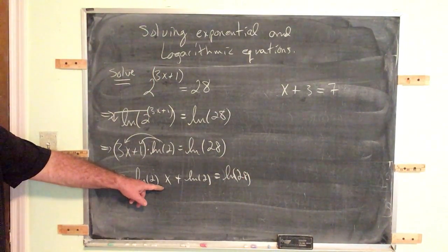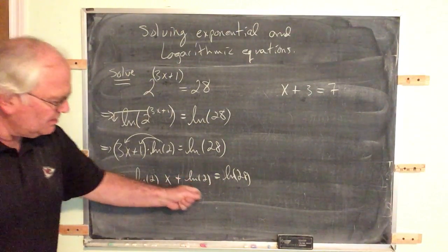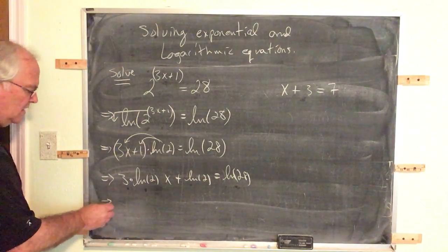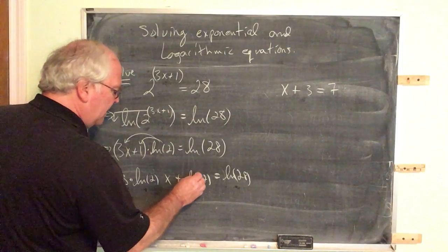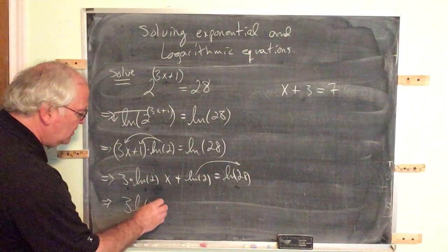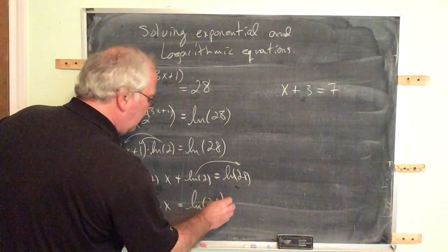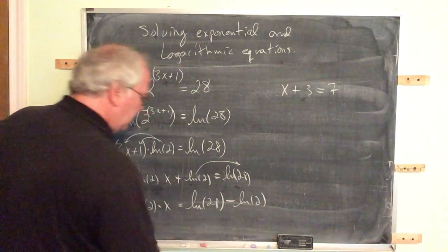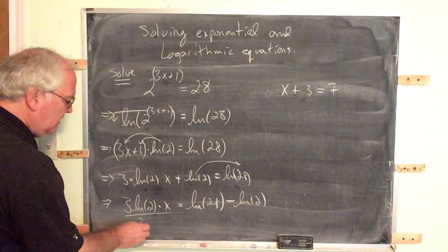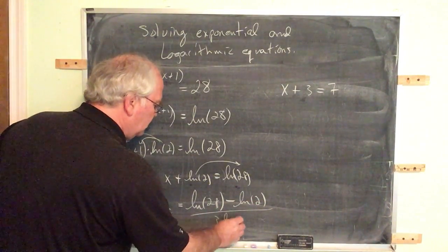Now solve for x, just like you would solve ordinarily. Move the constant across and divide out the coefficients. So subtract the constant from both sides, subtract this to the other side of the equation. 3 times natural log of 2 times x is equal to the natural log of 28 minus the natural log of 2. And now we're going to solve for x. So divide both sides by 3 log 2.